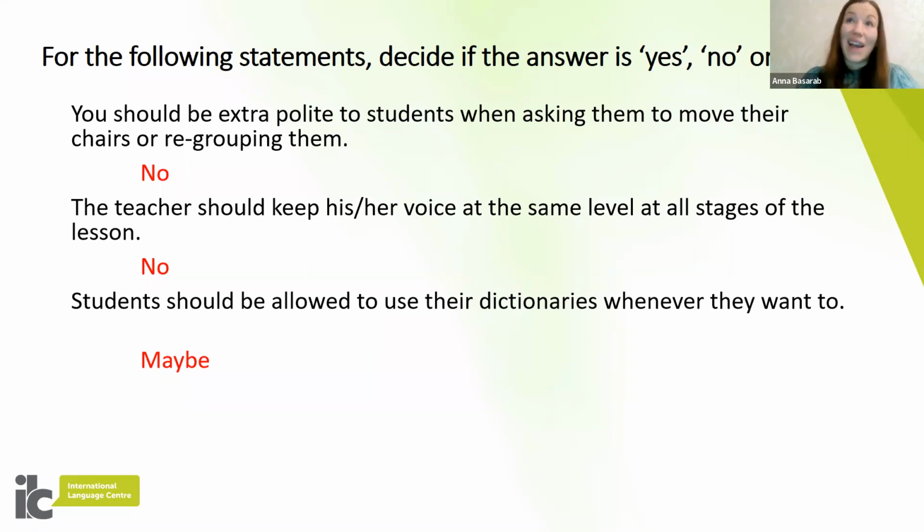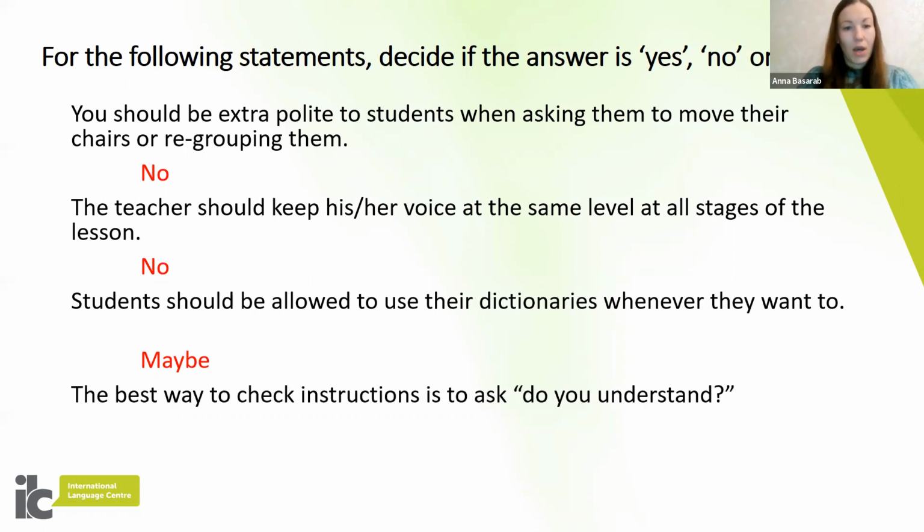The other downside of this is that they will always be in those dictionaries checking every single word. So probably at some point you can let them use those dictionaries. At some point you would probably ask them to still be in class and try to use the context of the text or your explanations or their partner's explanations to not be over reliant on the dictionaries. Okay.